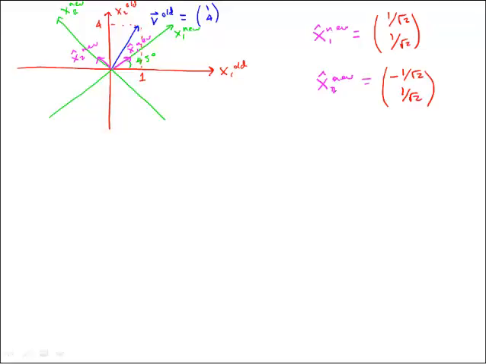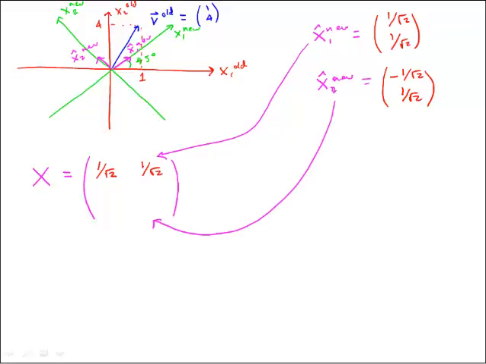This allows us to write our change of basis matrix X. So how did we do that? What we did was we brought x1 hat new to the top row. So we have 1 over square root of 2, 1 over square root of 2, and we have x2 hat new in the bottom row. So that's minus 1 over square root of 2, 1 over square root of 2.